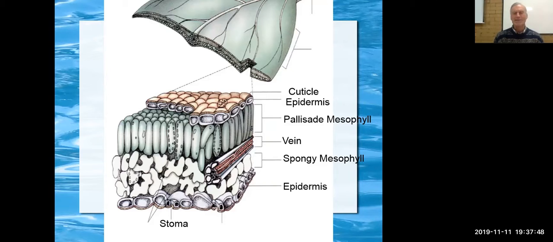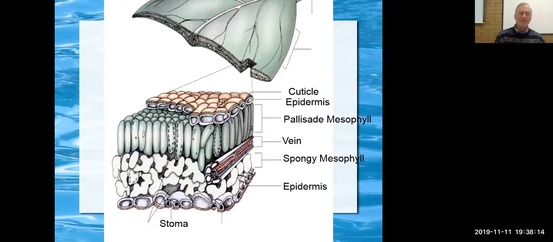And then there's the vein. You know what veins do. They have xylem and phloem in them. The xylem brings the water up from the roots, and the phloem takes the food, the sugars, and other things out to the rest of the plant. So here in that palisade mesophyll, that's where the plant makes the sugars and other things.